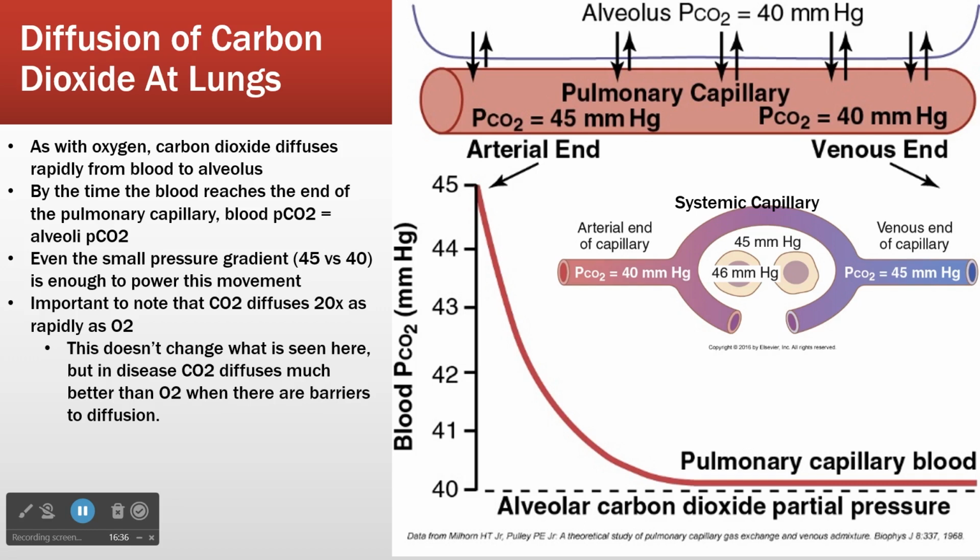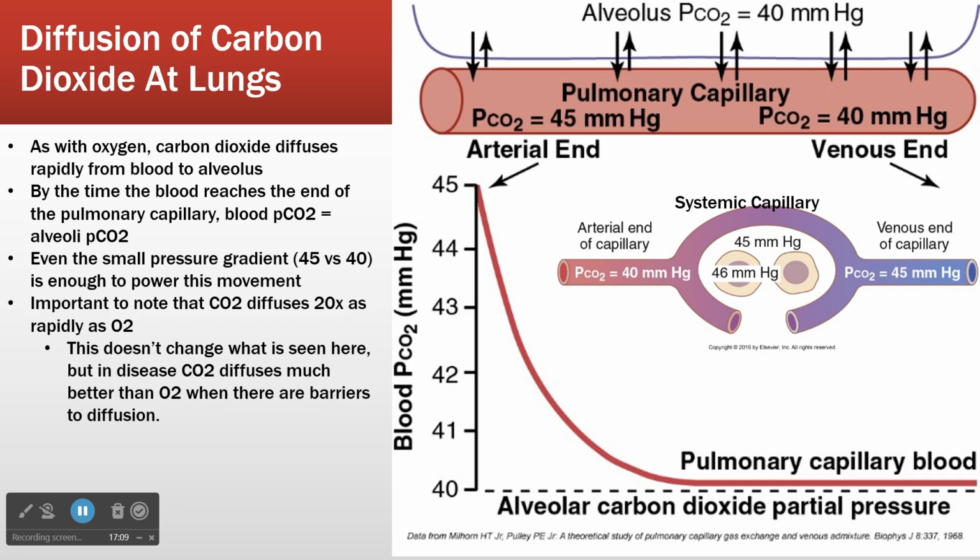So we're still going to have diffusion. CO2 is going to go from areas of high partial pressure to areas of low. So it's going to diffuse into the alveolus, which is what we want, right? Because then we can exhale that. So same pattern, different gas. As we go from the arterial end to the venous end, we see that our PCO2 drops from 45 to 40. In other words, it equilibrates with the air in the alveoli.